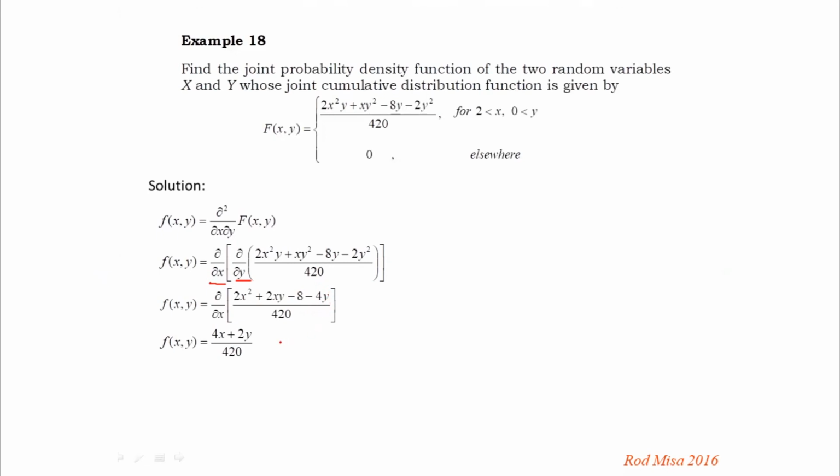Then therefore, our joint probability density function is 4x plus 2y all over 420. Or you can just simplify this one by factoring the common factors between the numerator and the denominator. We have to cancel 2 here. So therefore, our joint probability density function is 2x plus y all over 210. Thus, our complete joint PDF here is 2x plus y all over 210 when your x is greater than 2 and your y is greater than 0. And then having a probability of 0 elsewhere.